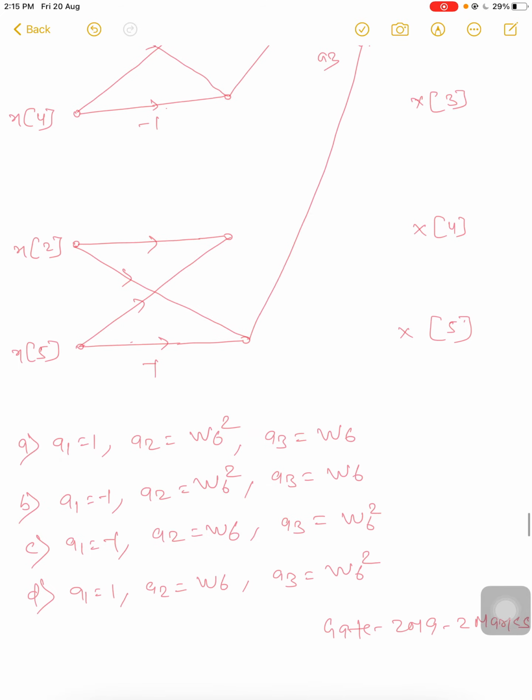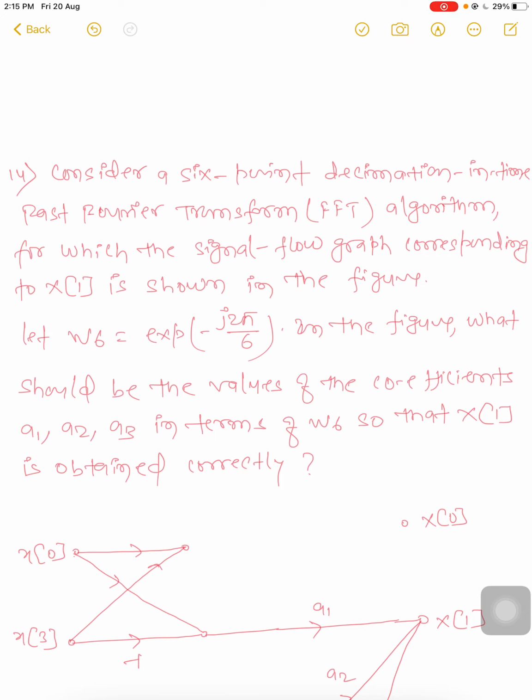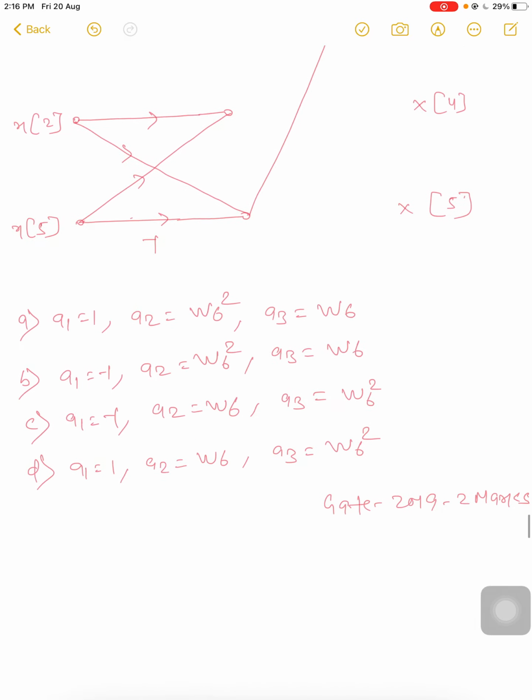Now question number 14, this one is asking GATE 2019. Consider a 6-point decimation in time fast Fourier transform (FFT) algorithm, for which FFT is nothing but a method for solving the DFT, a simple method, for which the signal flow graph corresponding to X1 is shown in the figure. W6 is given, exponential minus j 2 pi by 6 in the figure. What should be the value of the coefficients a1, a2, a3 in terms of W6 so that X1 is obtained correctly?